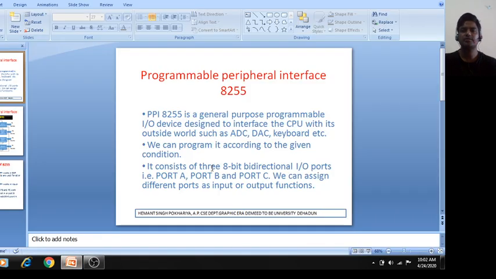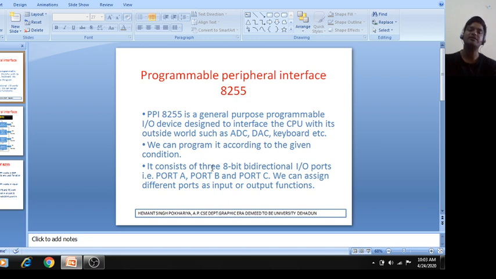Good morning class. Today we will discuss the programmable peripheral interface, that is 8255. What is 8255? It is used to interface a microprocessor with its outside world. Meaning if you want to connect any peripheral device with a microprocessor, you cannot directly connect it. Only with the help of 8255 can you connect it with a microprocessor such as 8085 or 8086.